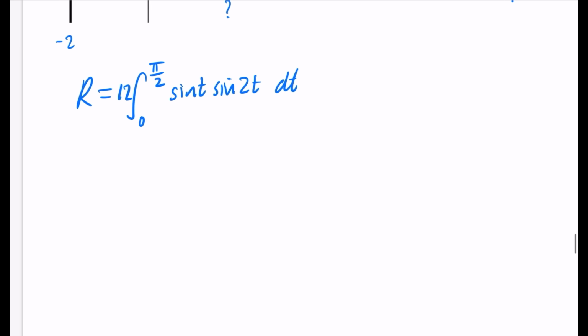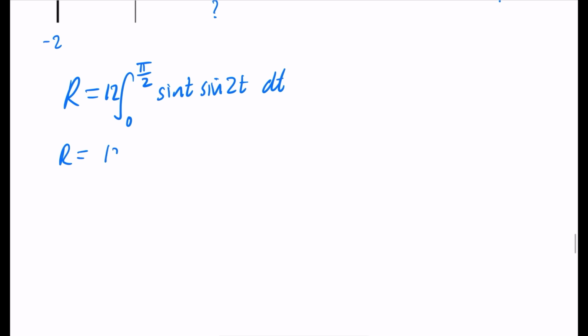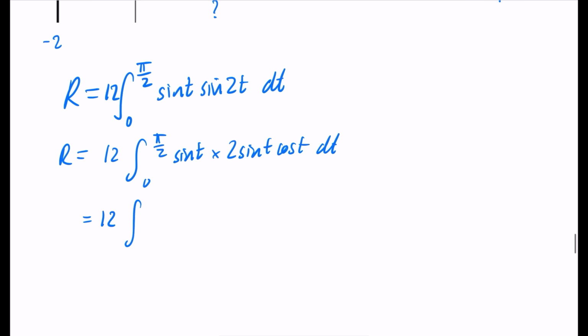Now this needs a bit of trigonometric manipulation. So you should memorize that sine 2t is 2 sine t cos t. Let's keep that 12 there. So we have a 2 sine squared t cos t dt. It might be even more helpful if I write it this way around. If I write it as cos t sine squared t dt, you might have a go at thinking of what this is going to be.